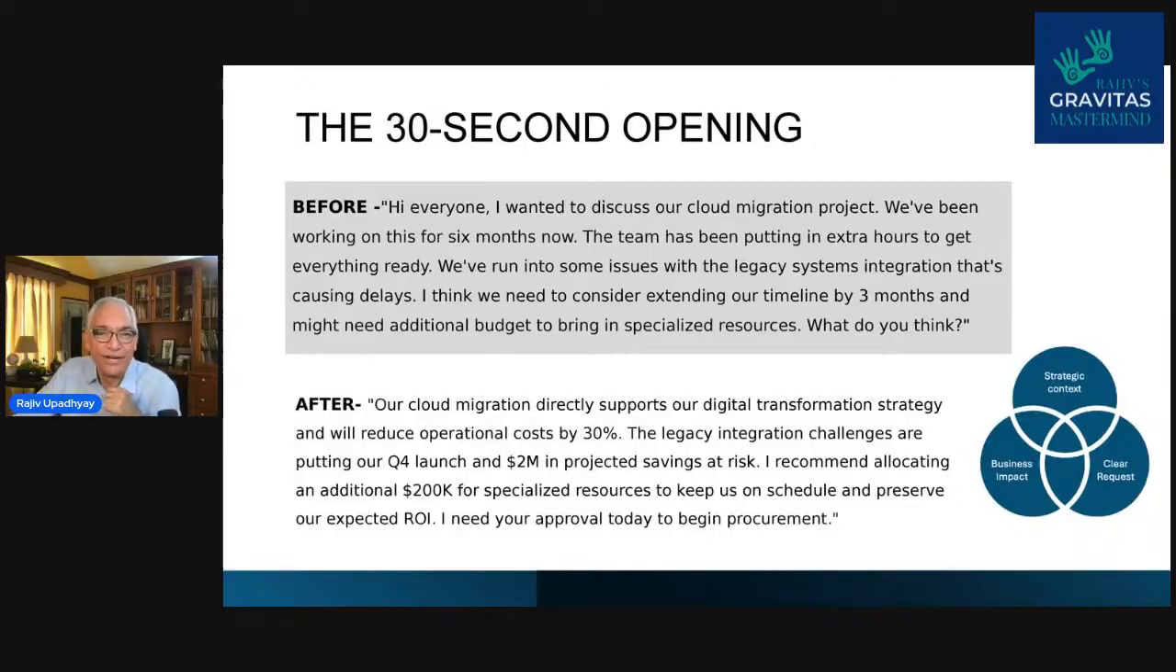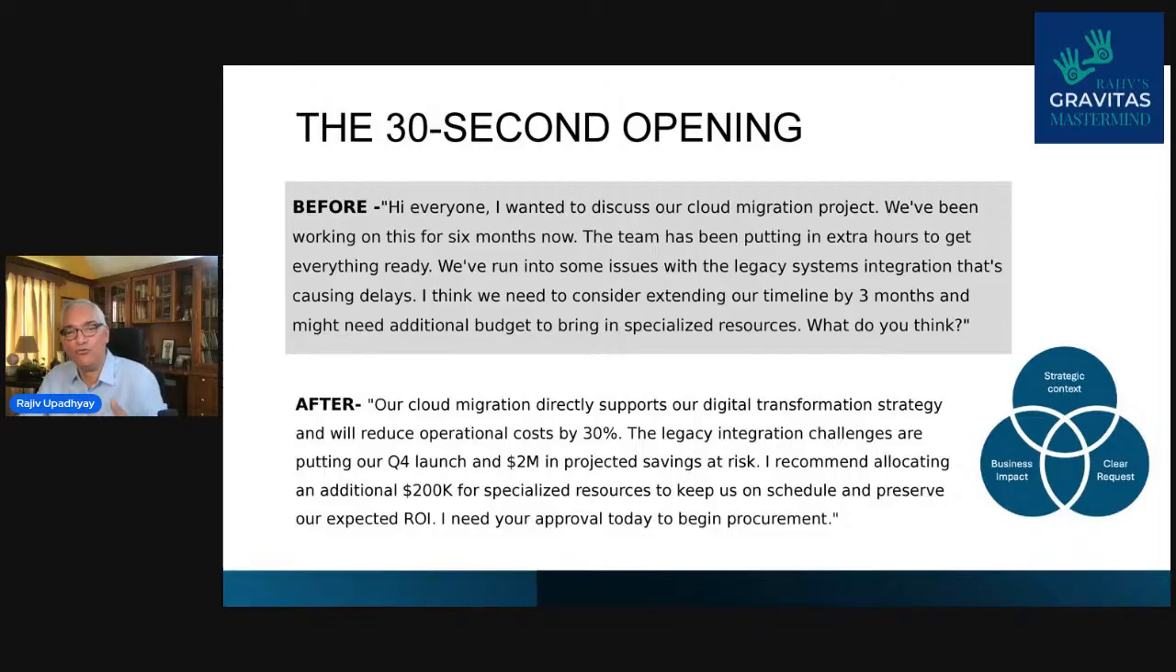If you were to communicate like, "Hi everyone, I wanted to discuss our cloud migration project. We have been working on this for a while. The team has been putting in a lot of effort. And we ran into some issues with legacy systems integration that's causing delays. I think we need to consider extending our timeline by 3 months and might need additional budget."